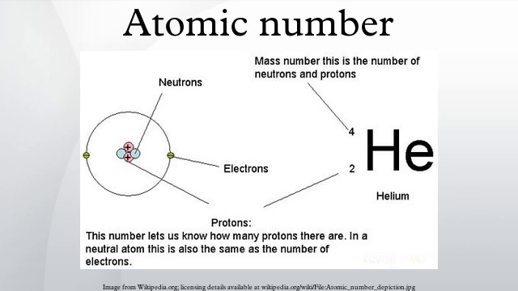However, prior to 1915, the word Zahl was used for an element's assigned number in the periodic table.